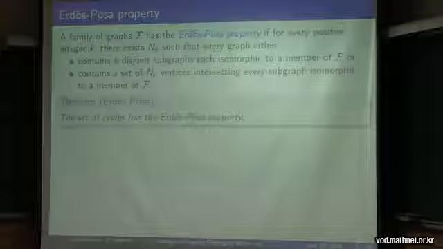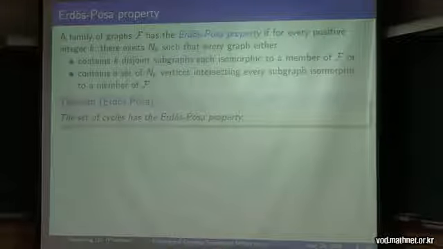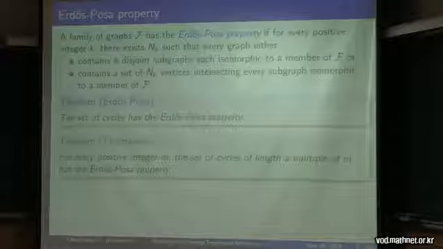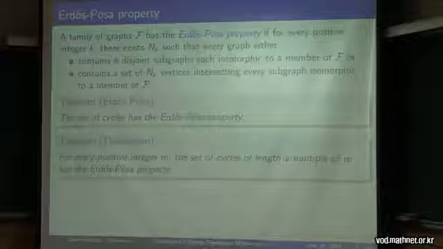And this property gets its name probably due to a classical result of Erdős and Pósa. They proved that the set of cycles has the Erdős-Pósa property. In other words, every graph either contains k disjoint cycles, or you can kill all cycles by deleting at most n(k) vertices. And many families are known to have the Erdős-Pósa property.